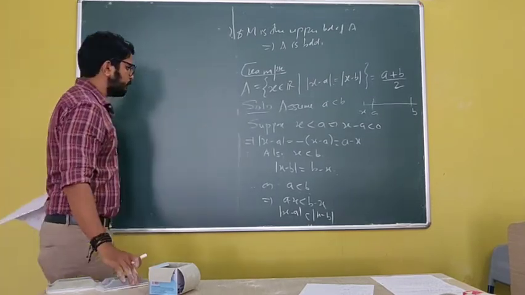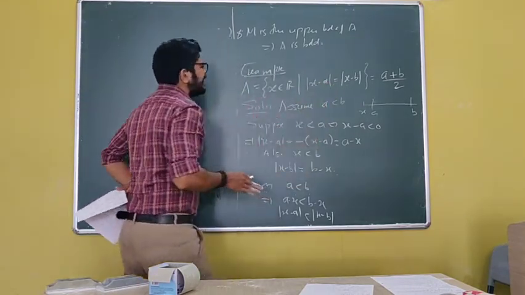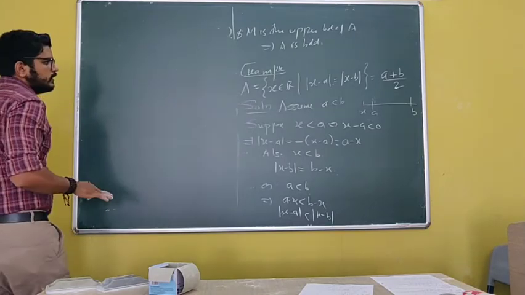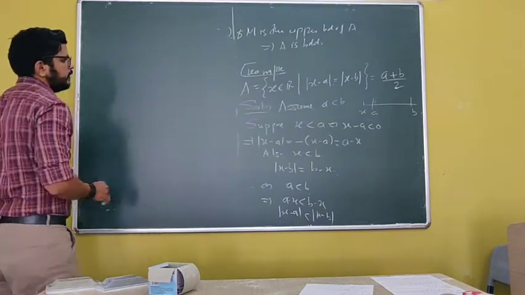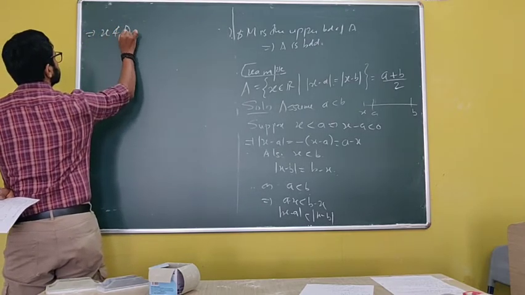I hope you are getting the point. I'm taking x less than a, and this is all points whose distance from a and b are equal. Right? All points whose distance from a and b are equal. So this would imply that x does not belong.